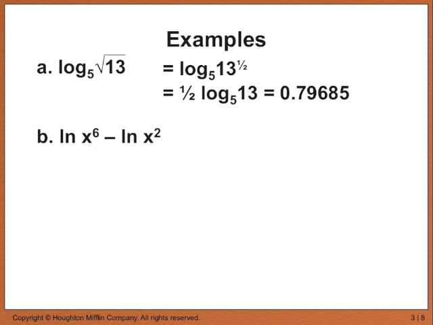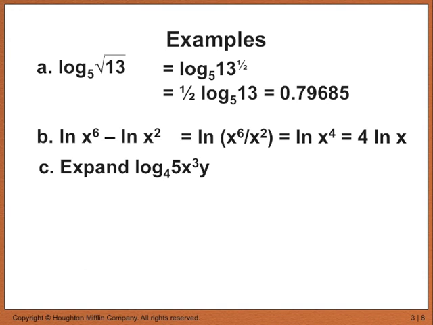Next example, ln x to the 6 minus ln x squared. Pause the video, do that on your own, and resume when you have your answer. Okay, so going through the steps, we have first rewriting it using the quotient property. ln of x to the 6th over x squared, that quantity in parentheses. And then we just evaluate that expression in the parentheses, and we have x to the 4th. And then we use the power property to come up with 4 ln x. And that's the most we can simplify this expression.